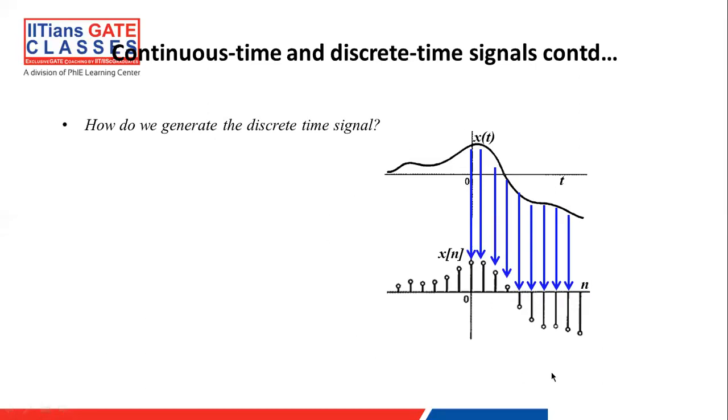So this process is called sampling. Later on, we will see more detail of the sampling. As of now, just take it as an understanding of how to generate the discrete time signal from the continuous time signal.